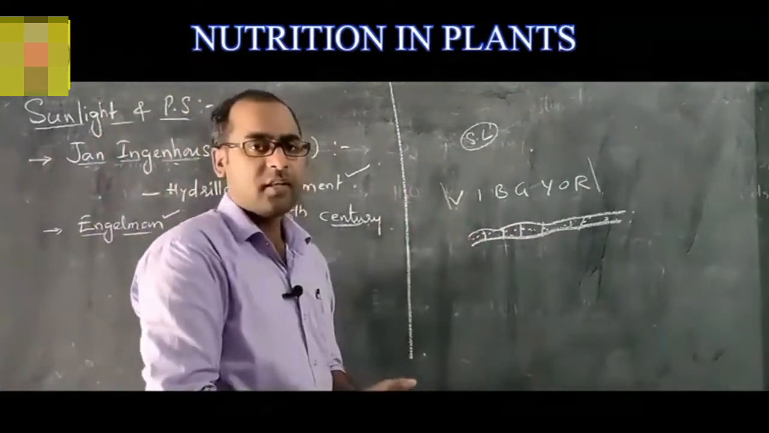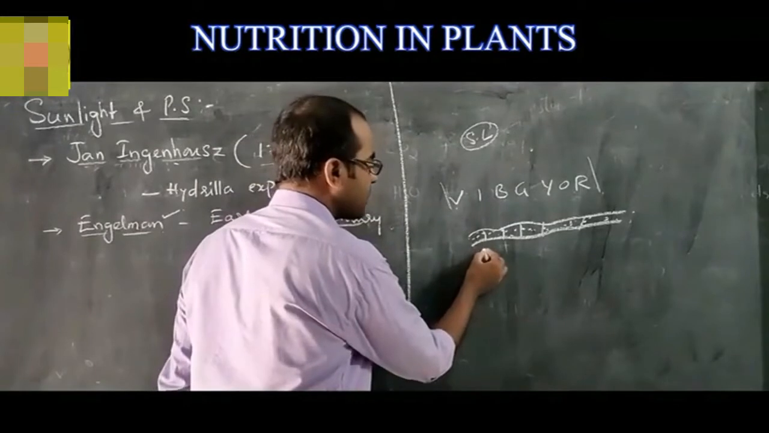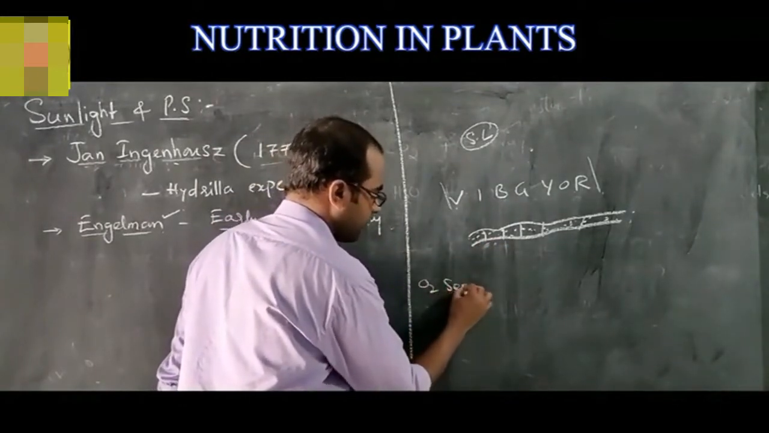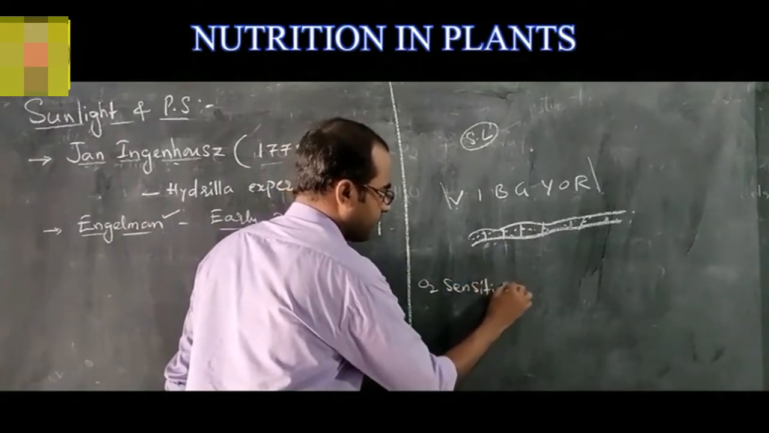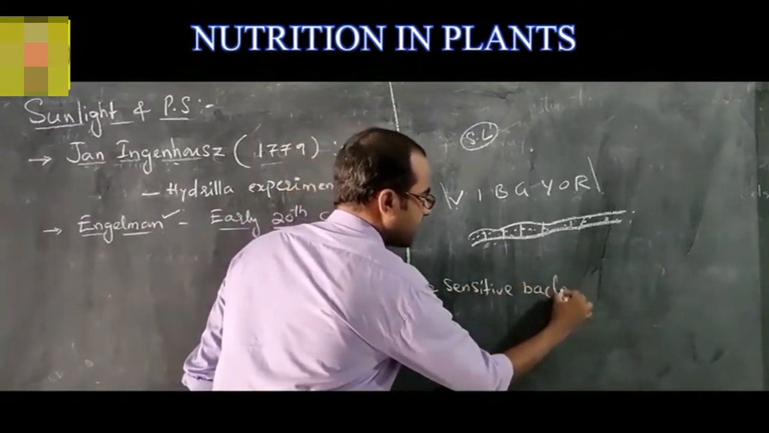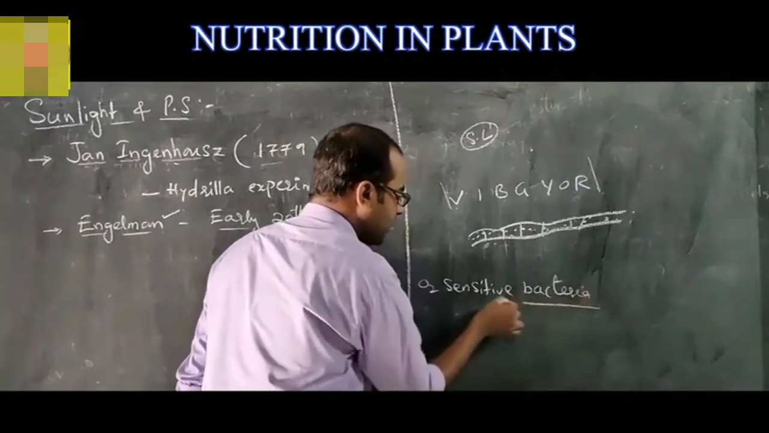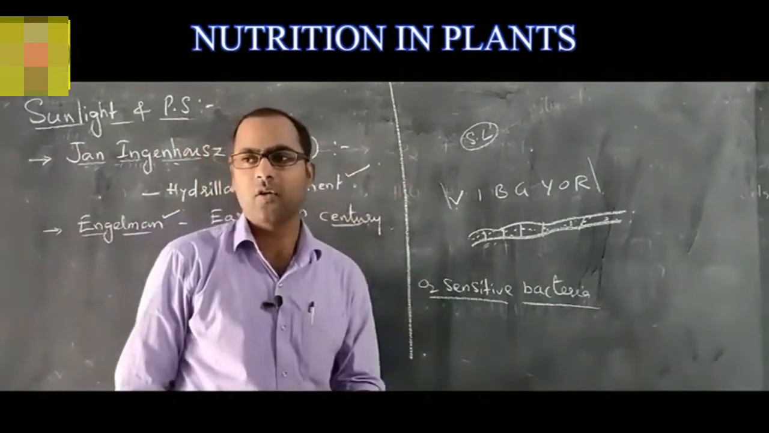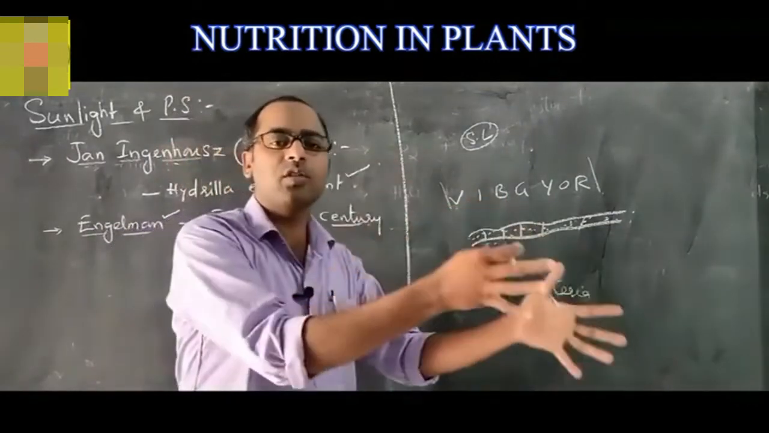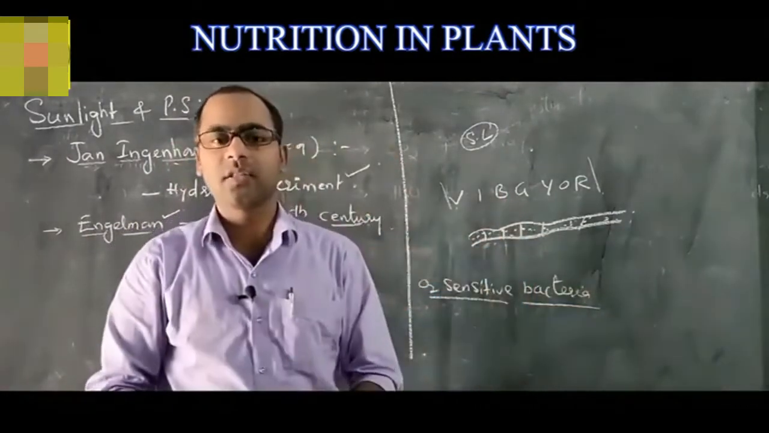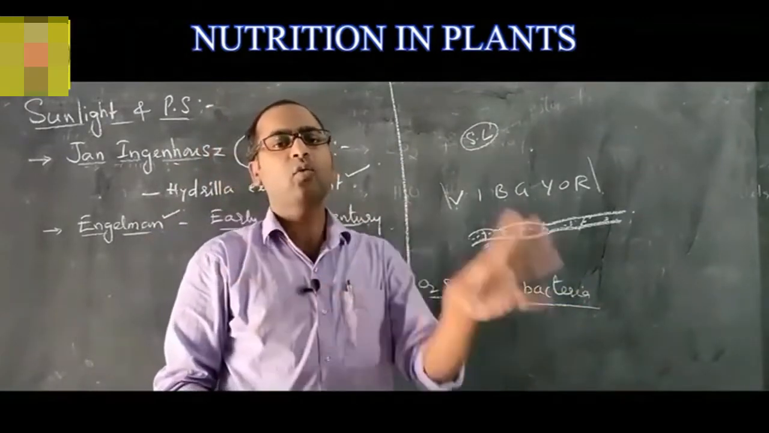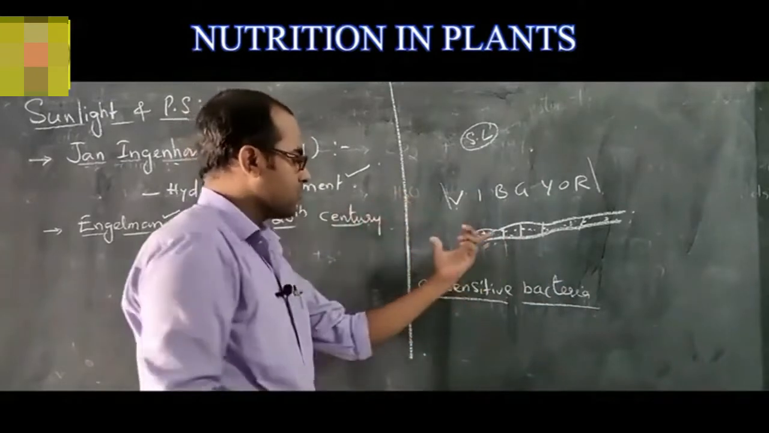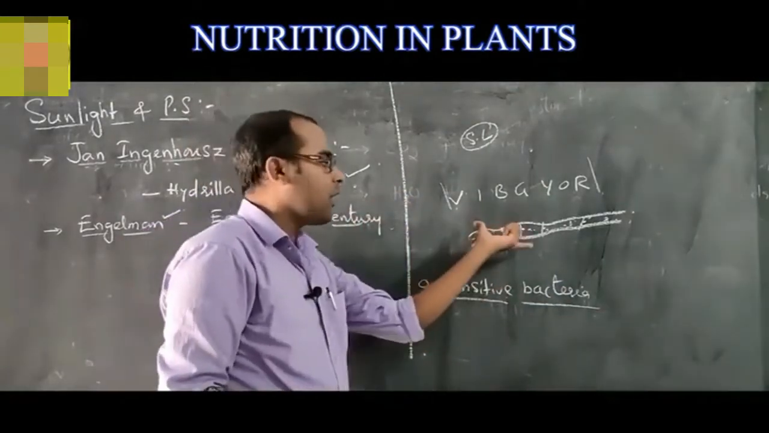Then he allowed it for some time. After that he introduced oxygen sensitive bacteria, which are the bacteria that use oxygen, which are sensitive to oxygen. That means they crowd towards oxygen, they need oxygen, so they go towards the oxygen.